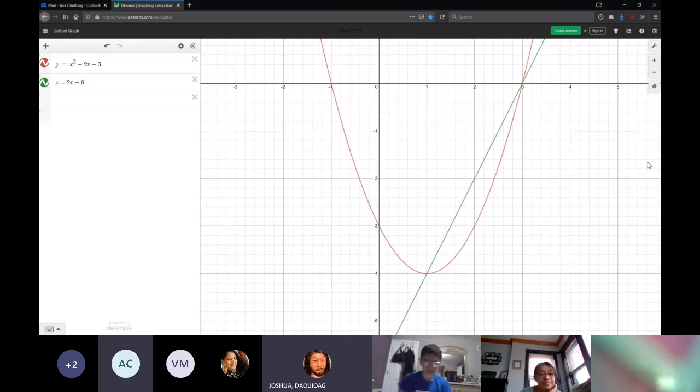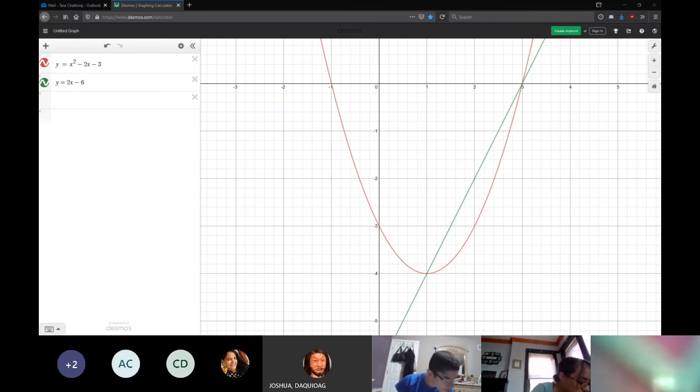So y'all should have done this by yourselves. What did we get for our solution? For the two equations, I got two solutions. And what are they? They're (3, 0) and (1, -4). Good. Yeah, I got that too.